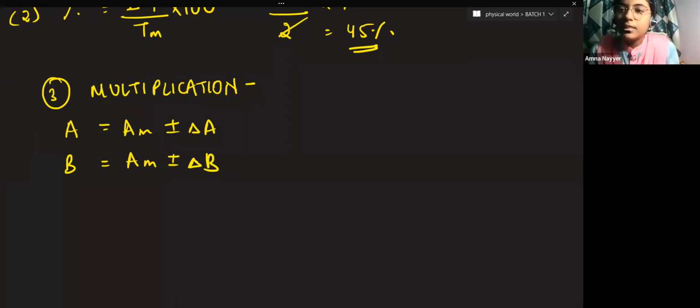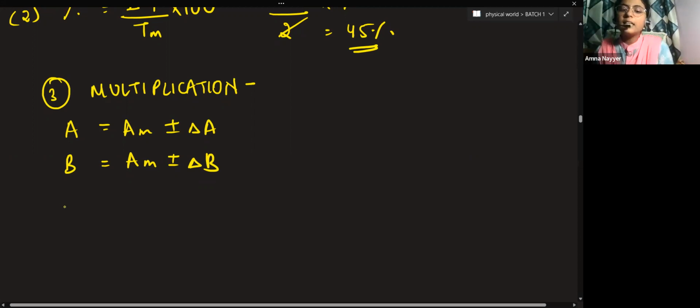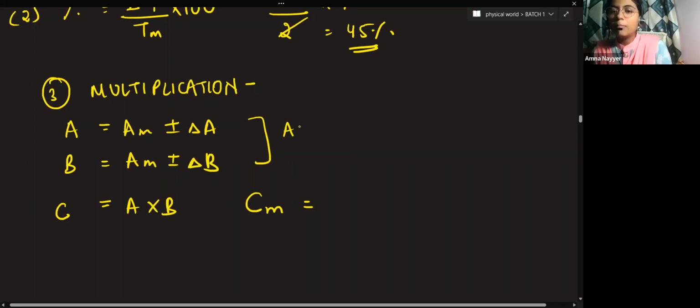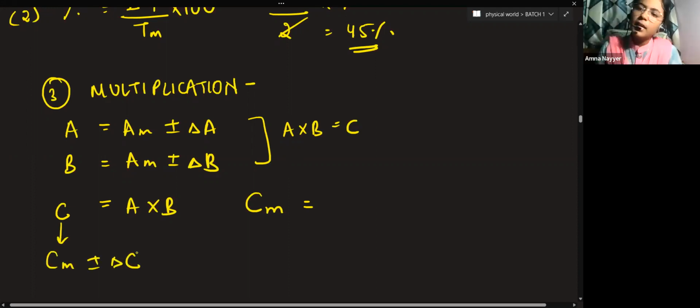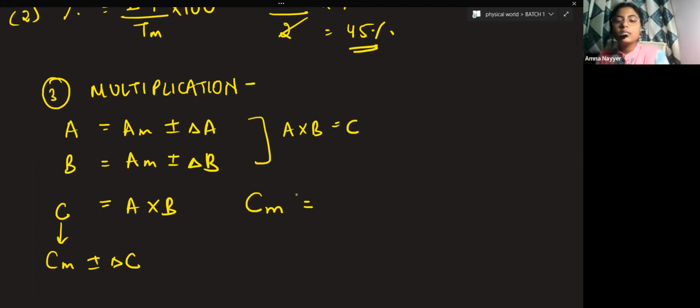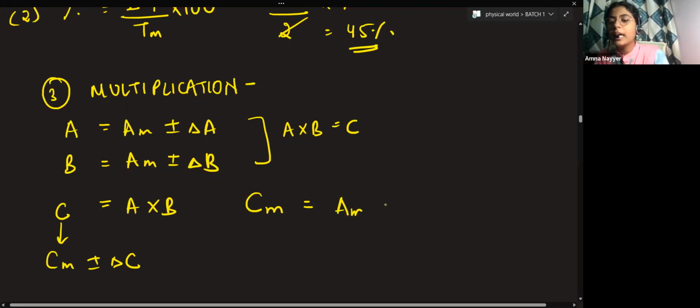So when we did addition and subtraction, what did we do? We added or subtracted the mean value. In this case, we'll multiply it because we are getting, let's say C is the resultant. So C will be what? C is actually A multiplied by B. So firstly, CM means the mean value. If I tell you A multiplied by B is some C, C will be written in which manner? CM plus minus delta C. That's how we write the answers in error analysis. You have to write the answers in this manner only. So CM will directly be given by AM multiplied by BM.